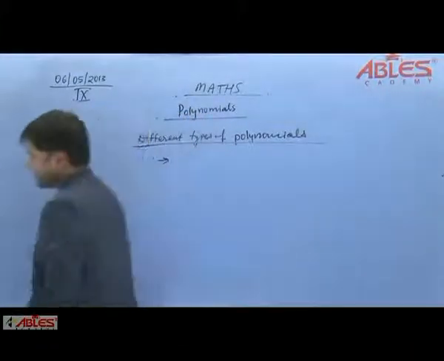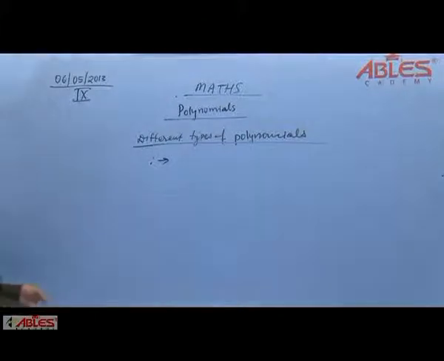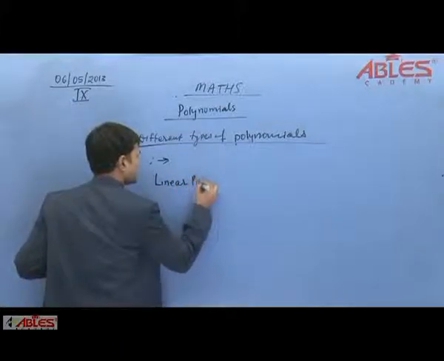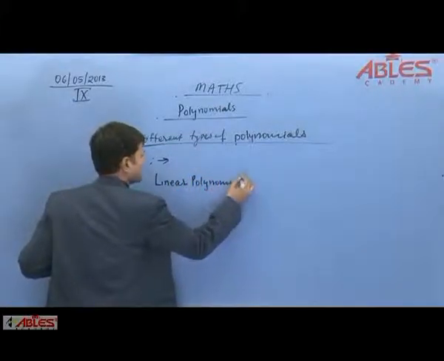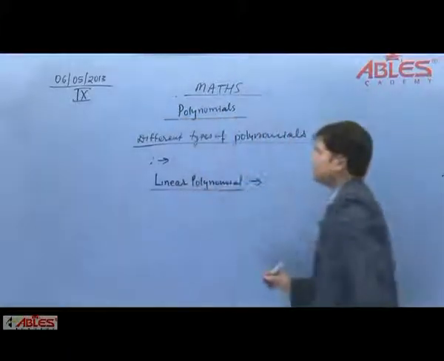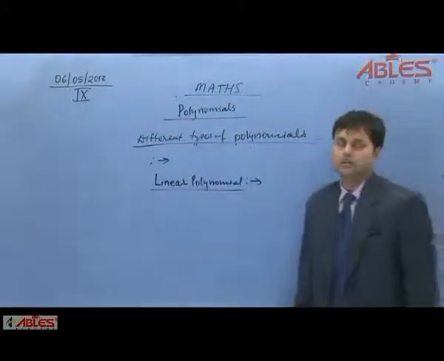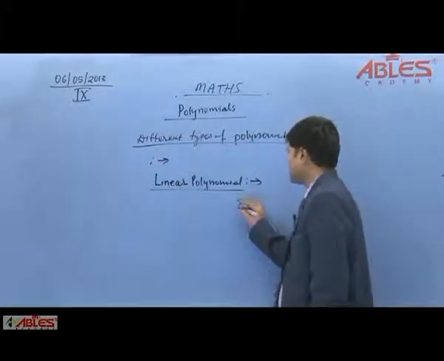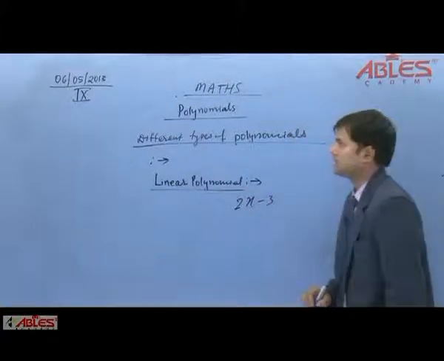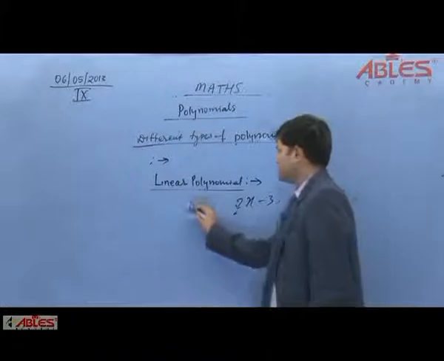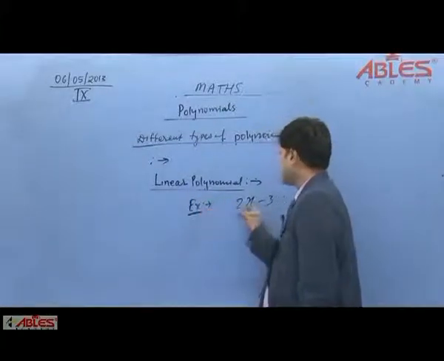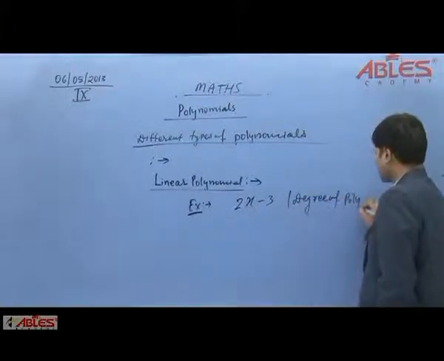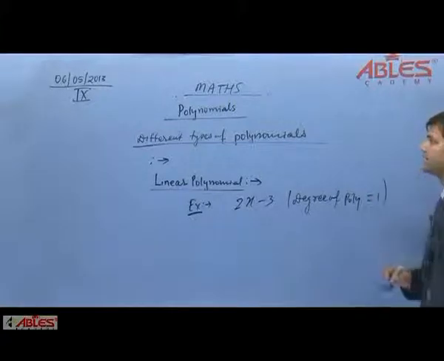Now see, we have to discuss different types of polynomials. The different types are linear polynomial. We call a given polynomial linear if the degree of the polynomial is 1. Suppose we consider 2x minus 3. In this case, the degree of the polynomial is 1.